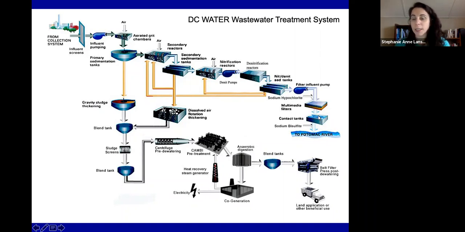Again, you add disinfection. You have a filter at the end. And then finally, you discharge to the Potomac, while the solids that came through here go into this CAMBI process, which we'll talk about, into anaerobic digestion. They're dewatered, and then they have land application. And the biogas from this goes into cogeneration, a combined heat and power generator, a CHP, where you get electricity to run the plant, and the heat goes back to the CAMBI and anaerobic digestion process. So that's the overview of the DC Water system.